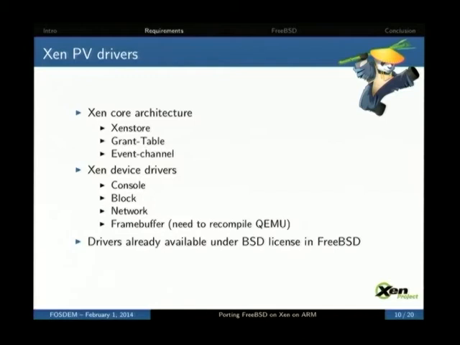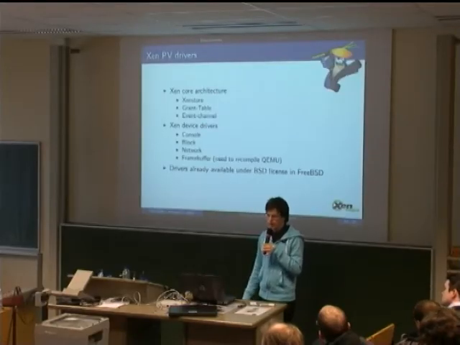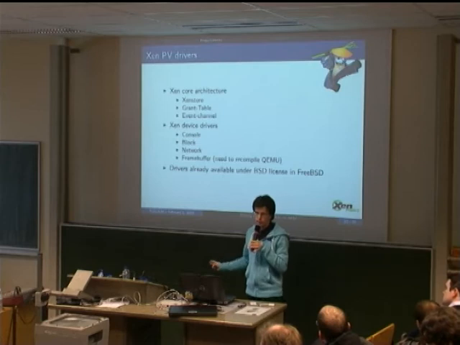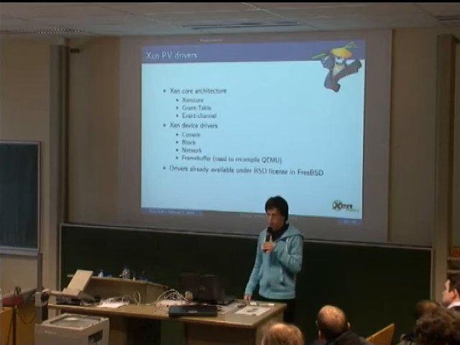Then when you have the Xen core architecture, you need to create devices. The first device, the most important thing, is to have the console, if you want to debug, if you want to see if your guest has started. Then you need to have block and network if you want to have a full normal guest. So with these three drivers, you can start a guest and do nearly everything.